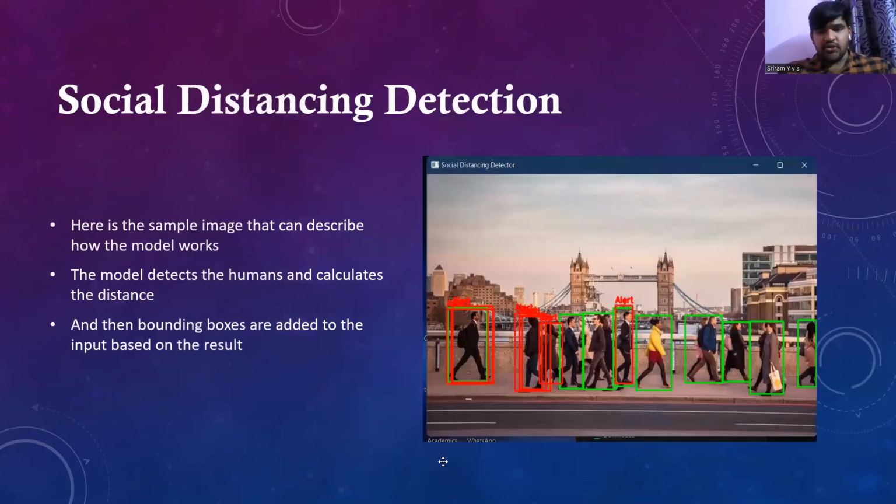This is a sample image to show how the model works. It first detects a human and calculates the distance between them. And then bounding boxes are added to the input image according to the distance between them. Here we can see there are people with a distance less than 2 feet or the required distance, and hence they are given a red bounding box with the alert. And those who are maintaining proper distance are given a green box.